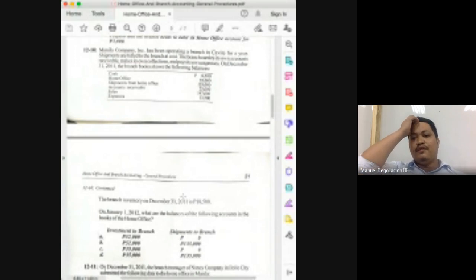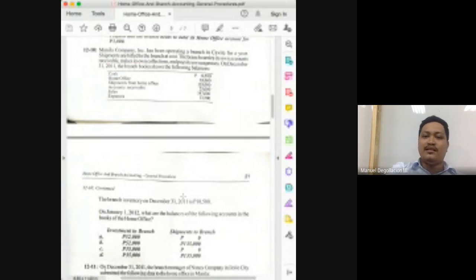So 30,500 minus expenses of 13,500, 17,000. Is that a profit or a loss? Profit. And what does it do to our home office account? Increase. So debit income summary, assuming you've already closed your sales and your expenses and your shipments from home office, and credit home office in the amount of 17,000.